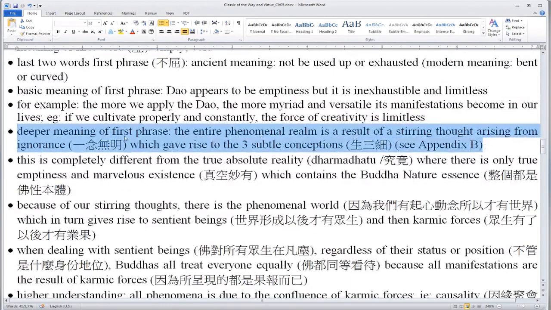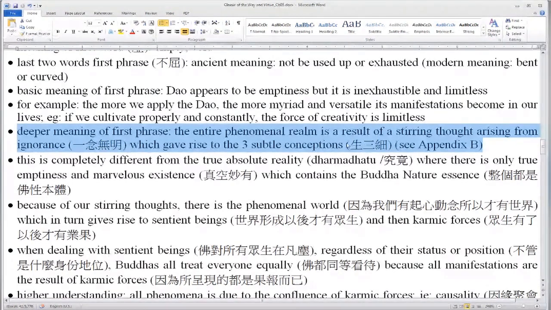The deeper meaning of the first phrase is that the entire phenomenal realm is a result of a stirring thought arising from ignorance, which gave rise to the three subtle conceptions. So, 一念无明. 无明 literally means ignorant. 一念 means a thought. A thought arising out of ignorance, which gave rise to the three subtle conceptions.